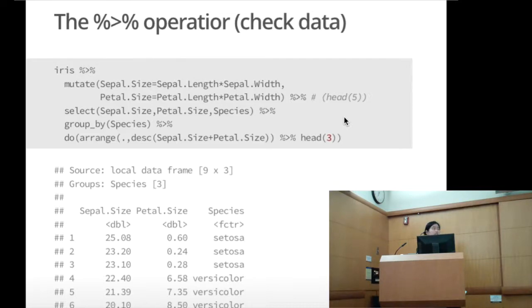Another thing I find very useful is that it is very good for checking the data in the middle of your process. So what it's doing here is it passes your data set and modifies it. Then it selects the two variables, groups by the species and sorts. Then I want to see the head of the first three lines.